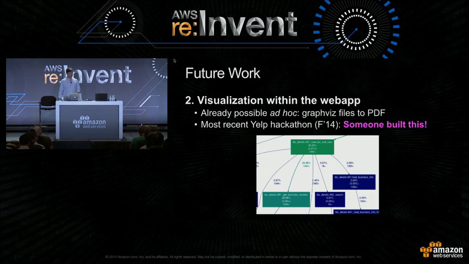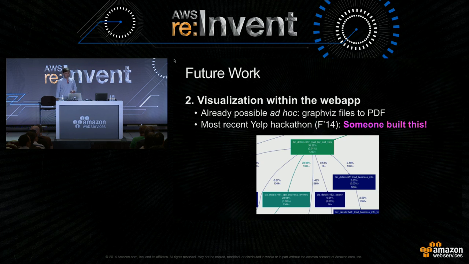Second one, visualization within the web app. We already had a script that would parse our profiling data and convert them via GraphViz to PDF. But in our most recent Yelp hackathon, which was just a couple weeks ago, somebody actually built this. So my slides are a little out of date, I apologize. But now you can just select a profile and in the web app just say, boom, here's the call graph. See everything, see the percentages. It's great.